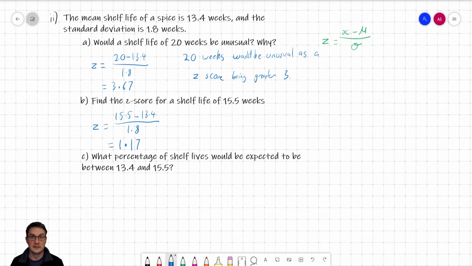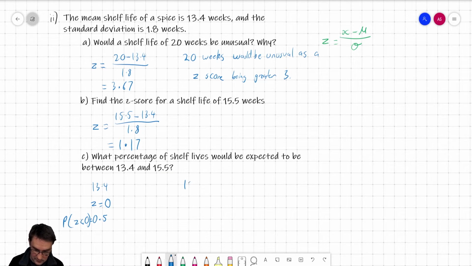For part C, we're asked what percentage of shelf lives would be expected to be between 13.4 and 15.5. So in this case, we're going to have to use the z-scores, which we have already for both of these. Now, in the case of 13.4, this is the mean. So therefore, its z-score is going to be 0. One other thing we can find out is the percentage of scores underneath this in the PDF, which is going to be equal to 0.5. So we already know that aspect. So P of Z less than 0 is equal to 0.5, because it's the mean, it's halfway, which is already calculated there.